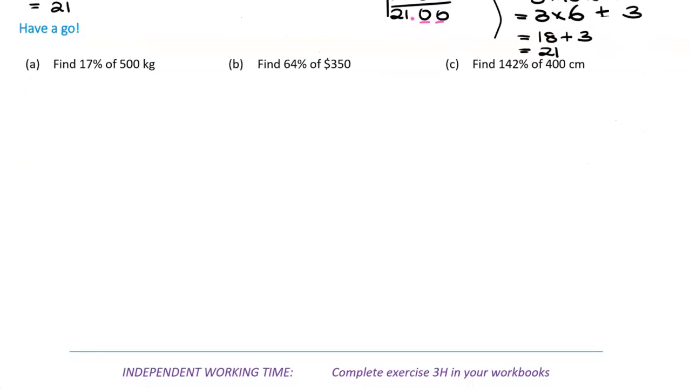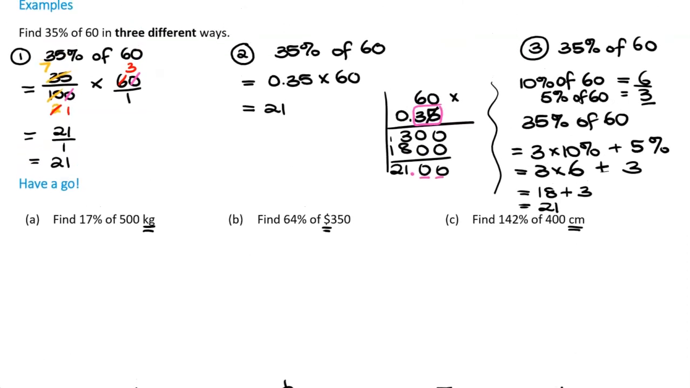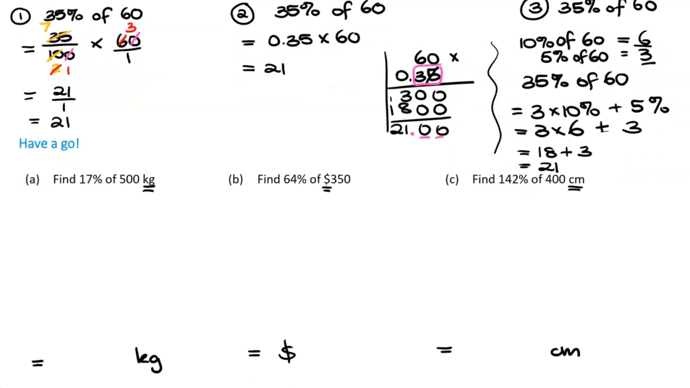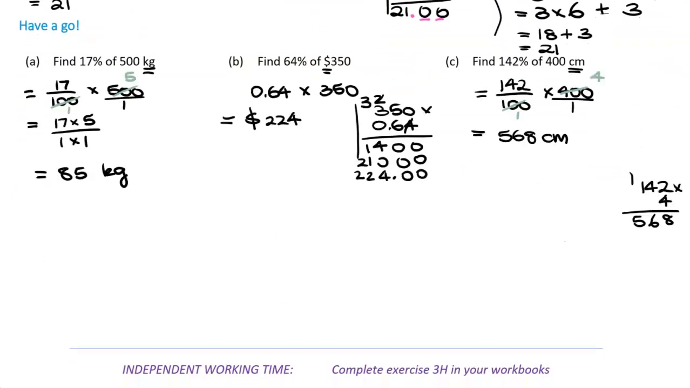So I'd like you to pause, have a go at these questions here. Keep in mind these have some units. So first one kilograms, second one dollars, and last one centimeters. So our final answers at the end would be something kilograms, something dollars for this one, and something centimeters for the last one. So I want you to try either expressing that percentage as a fraction, option 1, or as a decimal, option 2, or if you prefer, option 3. Pause and have a go at these now.